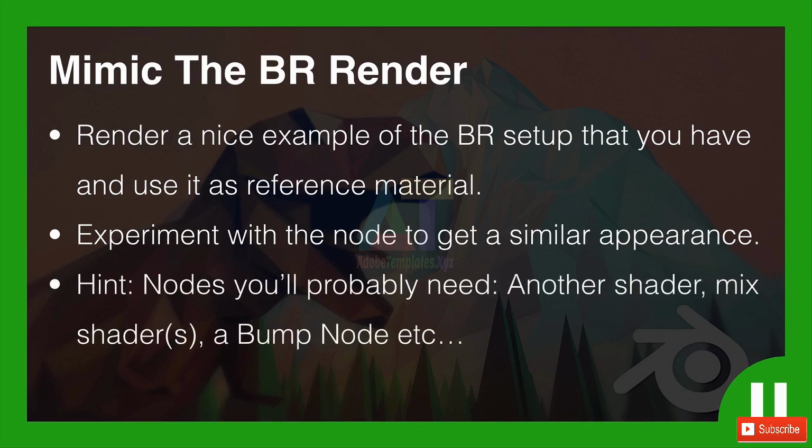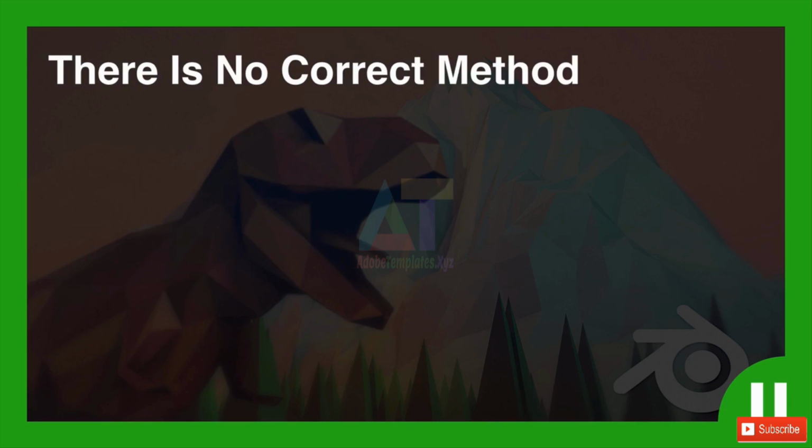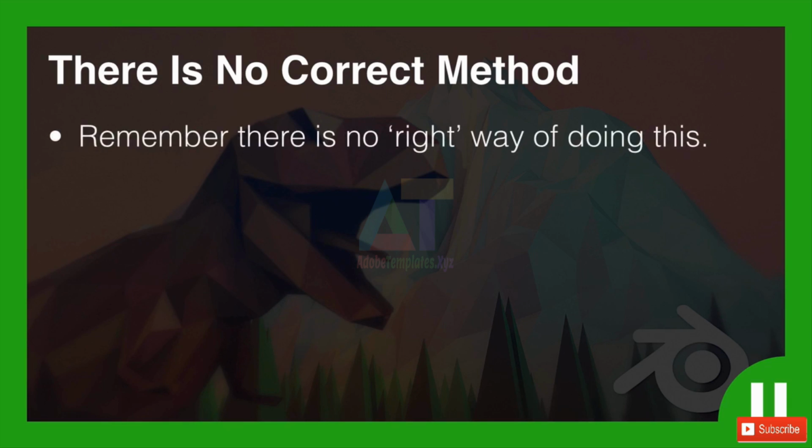Now a little hint here, nodes you'll probably need. You're going to need another shader to add a kind of a sheen to it, a specularity. You're going to need mix shaders to put those together. You will require a bump node as well. Now, just a reminder, there is no correct method. And remember, there is no right way of doing this, so I can't repeat that enough. This is up to you to make it how you like it to be.